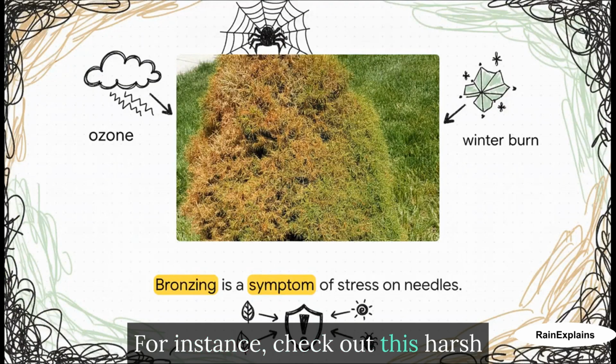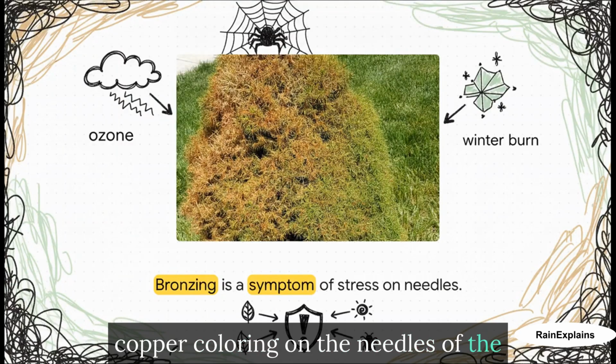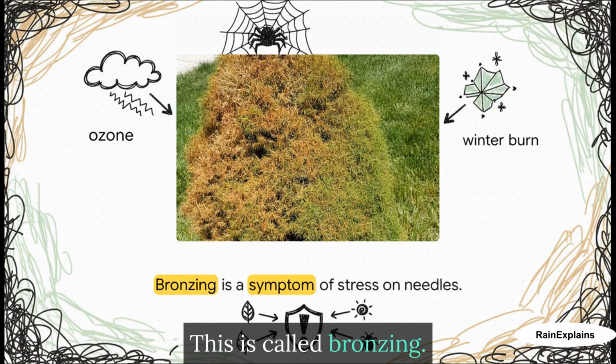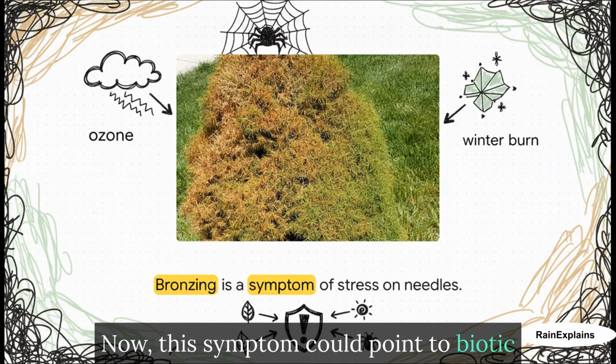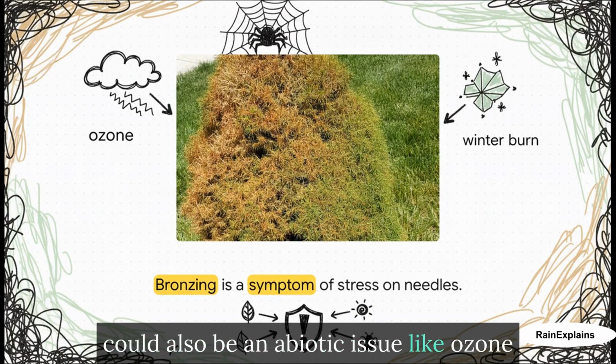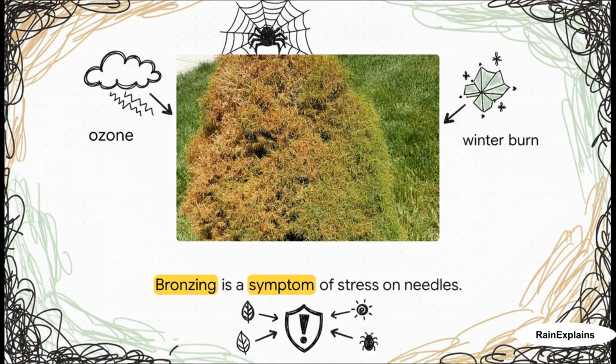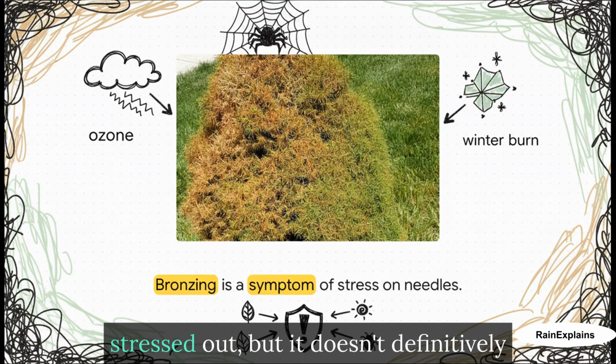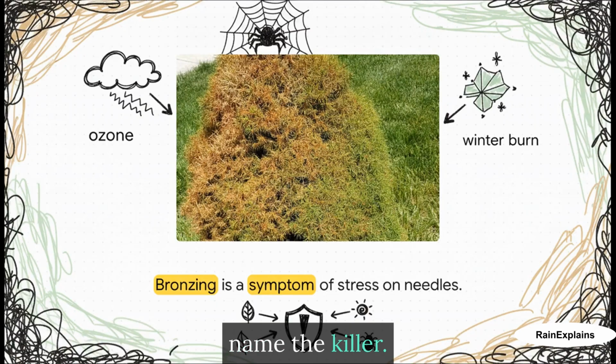For instance, check out this harsh copper coloring on the needles of the Alberta spruce. This is called bronzing. Now, this symptom could point to biotic damage from spider mites, but actually, it could also be an abiotic issue like ozone injury or winter burn. The symptom tells us the plant is stressed out, but it doesn't definitively name the killer.